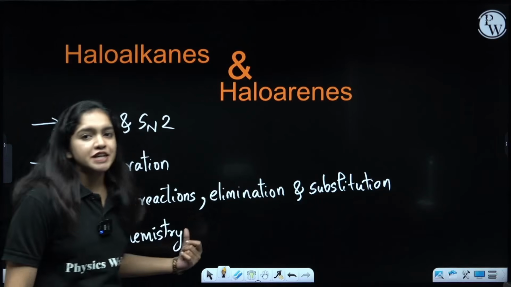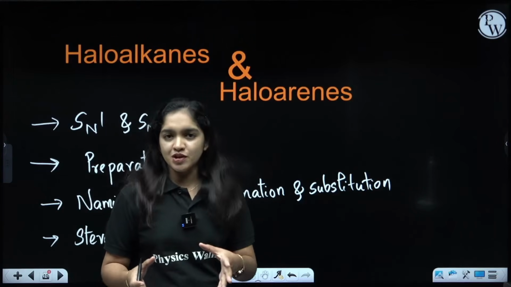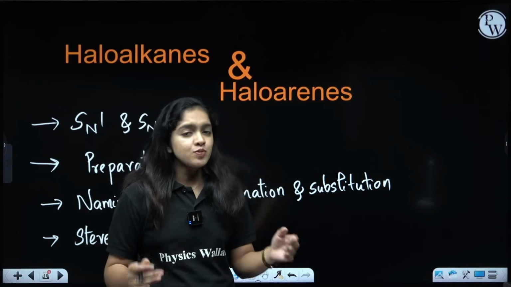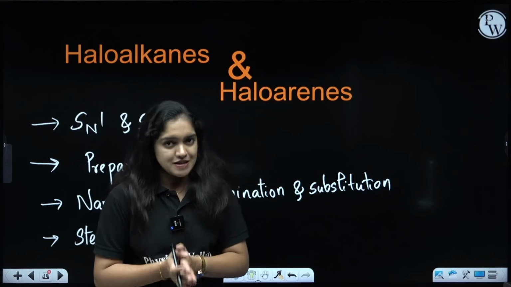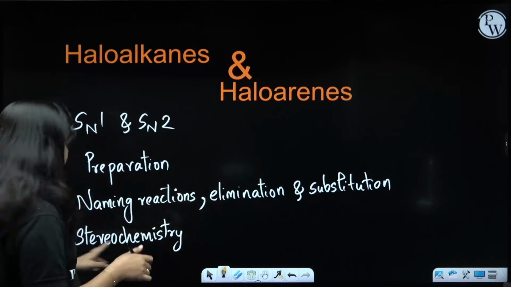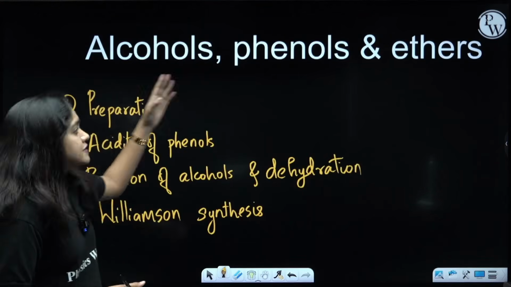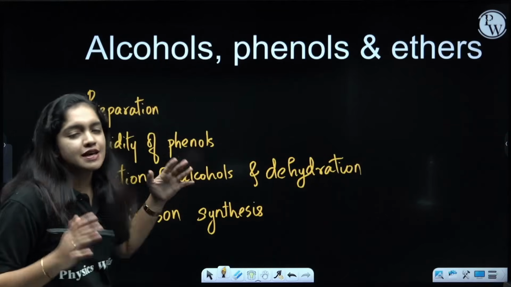And the last topic is stereochemistry, which is also very, very important. From stereochemistry, chirality, achirality, enantiomers, and racemic mixture are the more important topics. Okay, so now we are going to the 7th chapter, Alcohols, Phenols and Ethers, and this is also an organic chapter.